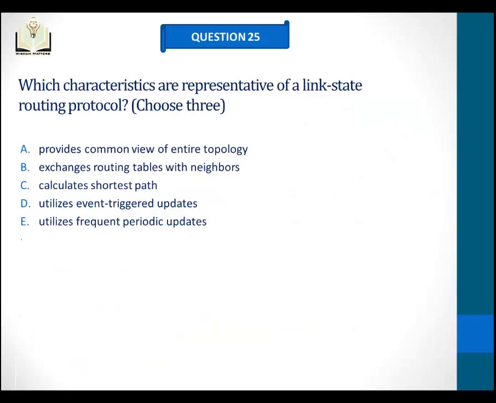Question 25. Which characteristics are representative of a link state routing protocol? Choose 3. A. Provides common view of entire topology. B. Exchanges routing tables with neighbors. C. Calculates shortest path. D. Utilizes event-triggered updates. E. Utilizes frequent periodic updates.